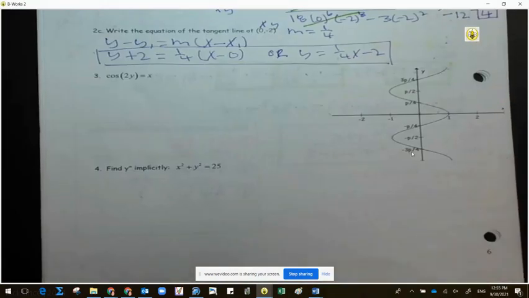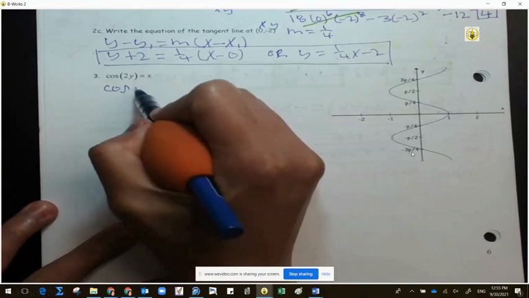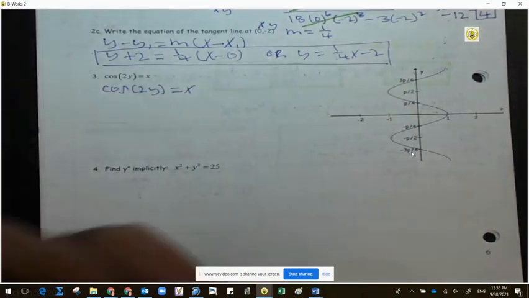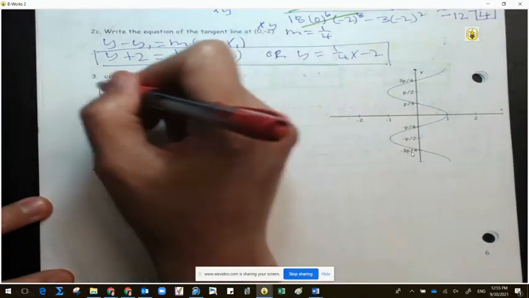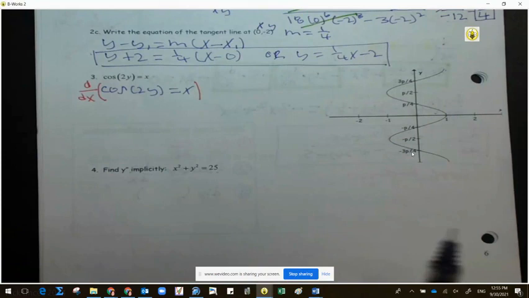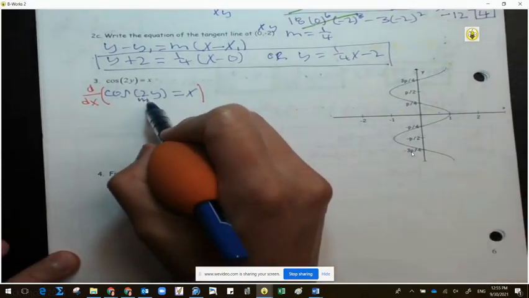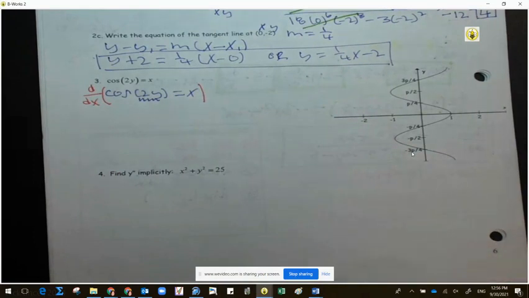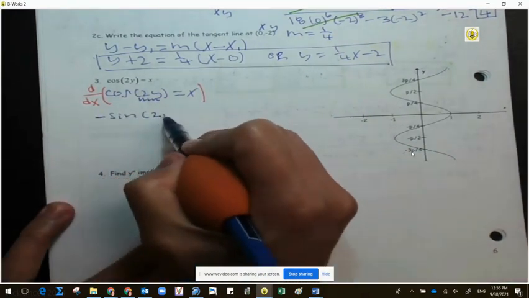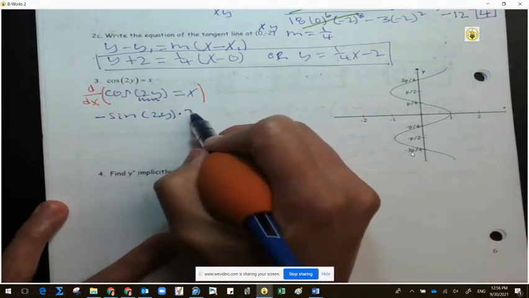Take the derivative, and I think I'm going to rewrite this. Let's write out cosine of 2y is equal to x. And we are going to take the derivative, always with respect to x. So, would the left side be a chain rule in the end? Function within a function? What's the derivative of cosine? Negative sine, keep the inside. And the derivative of the inside is 2.